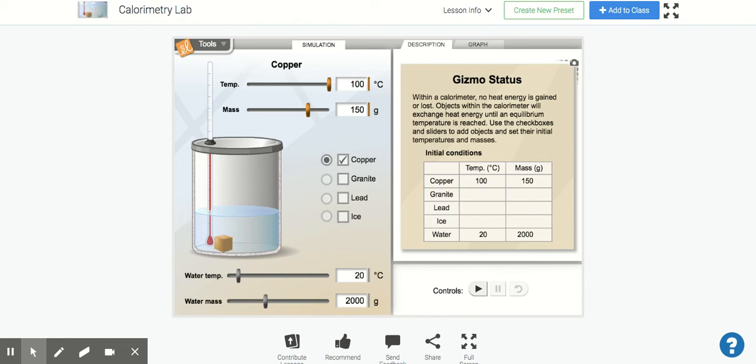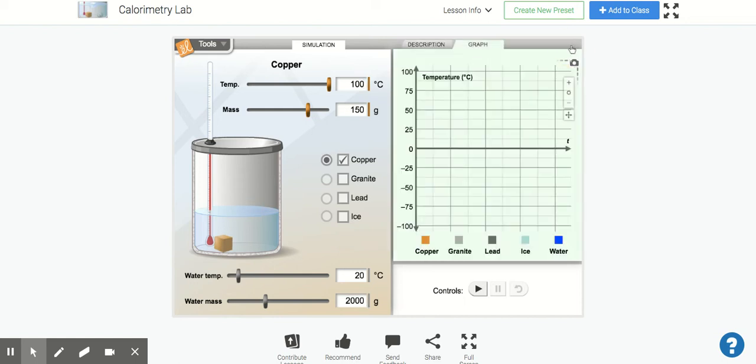Okay, so I've chosen my copper. I've chosen the mass to be 150 grams. I've chosen my temperature of my copper, that's my initial temperature, to be 100 degrees Celsius. My initial temperature of my water to be 20 degrees Celsius. And the mass of my water to be 2,000 grams. And so then I actually want to click on the graph before I press play.